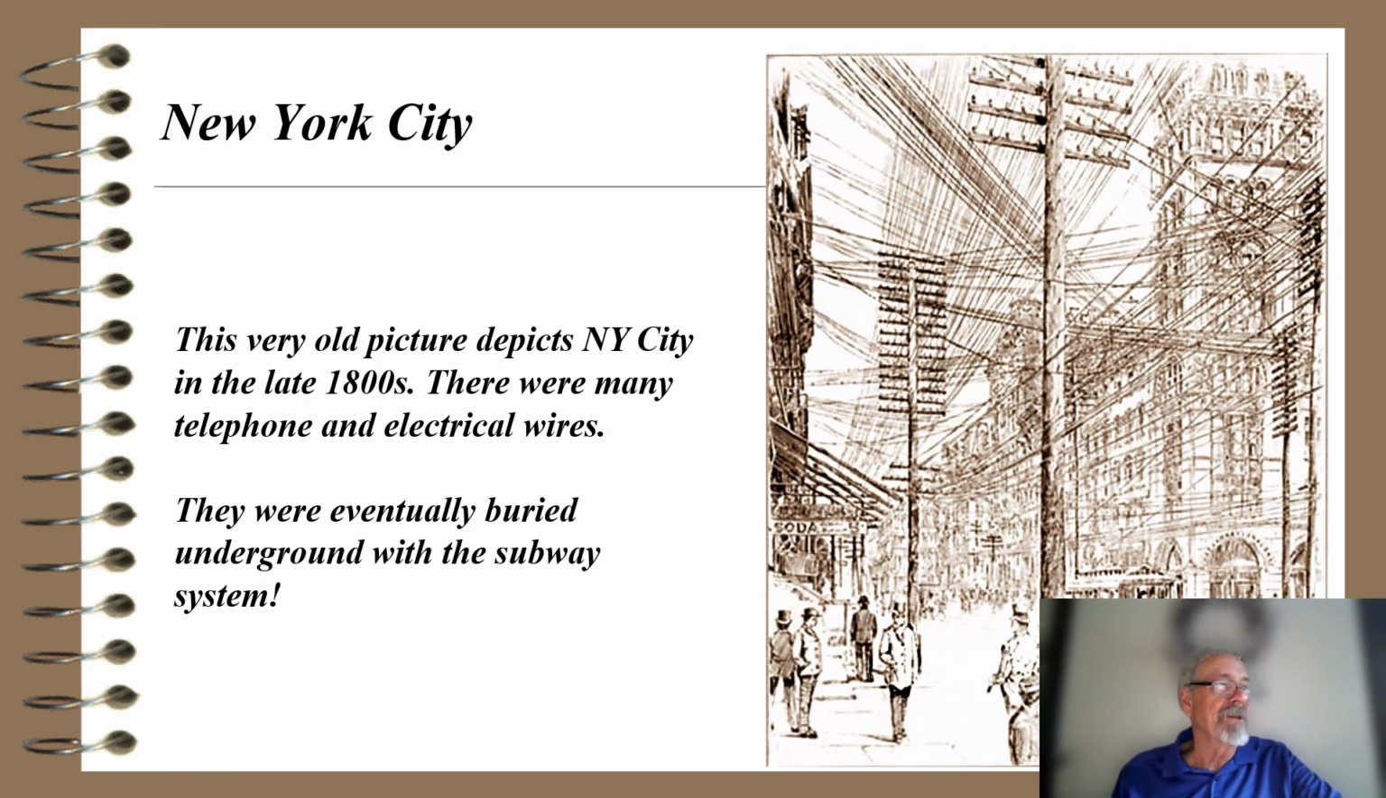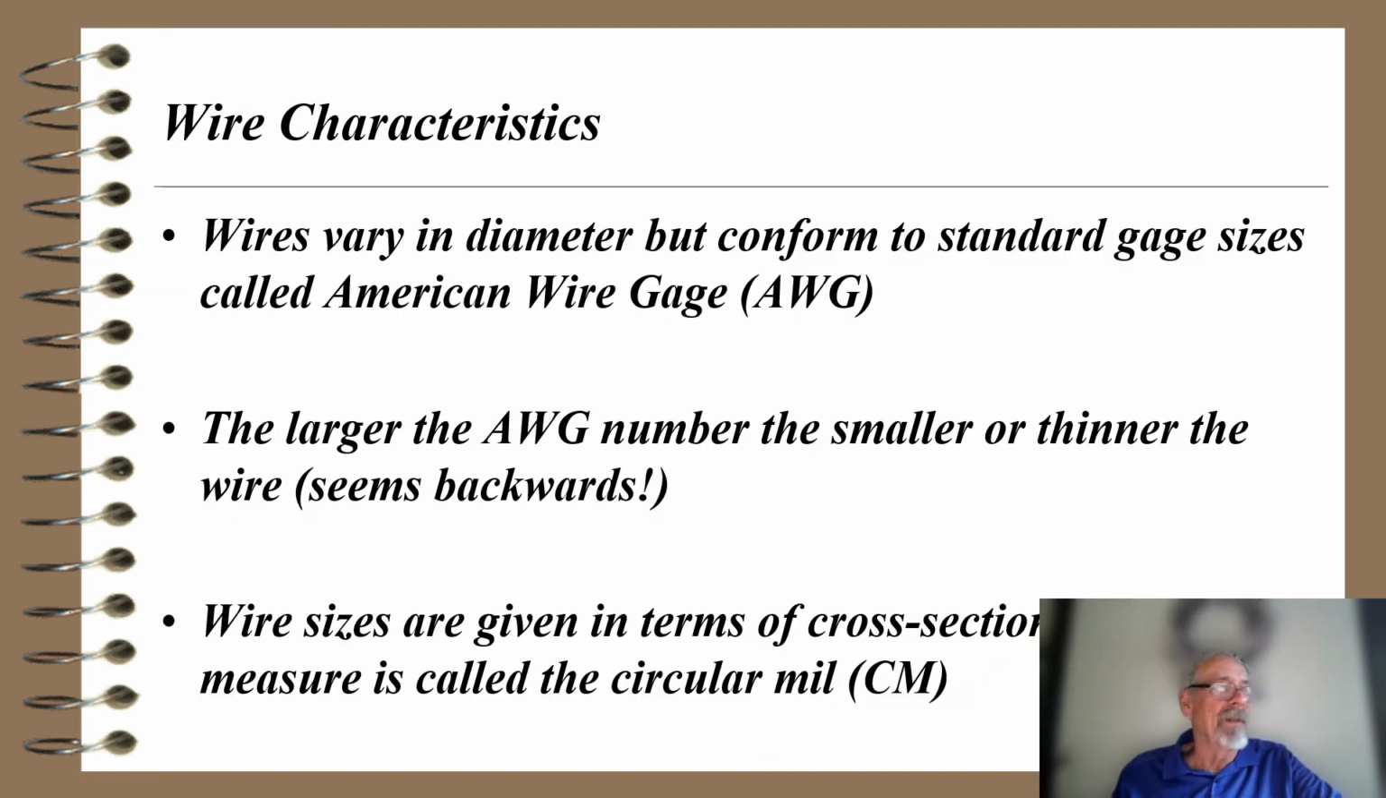This is a picture of New York City back in the late 1800s. There were many telephone and electrical wires. It looks like a big mess. They were eventually buried underground with the subway system. That's how they got rid of them. You go to New York City, it's not like this. All the wires are underground. Of course, being underground, they're subject to the possibility of problems. You may recall that a recent hurricane sent some water into the subway system, and a lot of electronics and telecommunication equipment was burnt out by the water, especially salt water. It's terrible for electronic stuff.